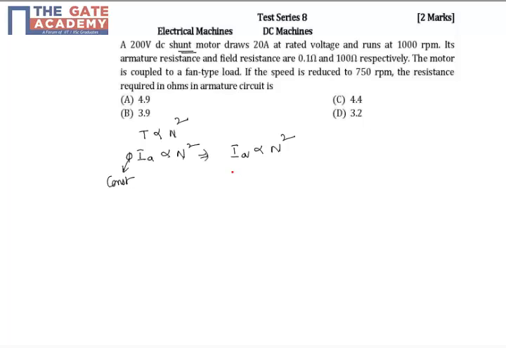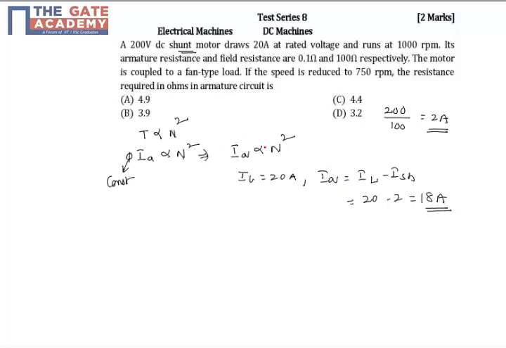So first of all, I'll find out the value of current at 1000 rpm, because the line current is given as 20 amperes. In order to find out the armature current, which is nothing but the line current minus shunt current, I have to first find the shunt current. The supply is 200 volts and the field resistance is 100 ohms, so 2 amperes is the shunt current. So this is 20 minus 2, which is 18 amperes when the machine is running at 1000 rpm.